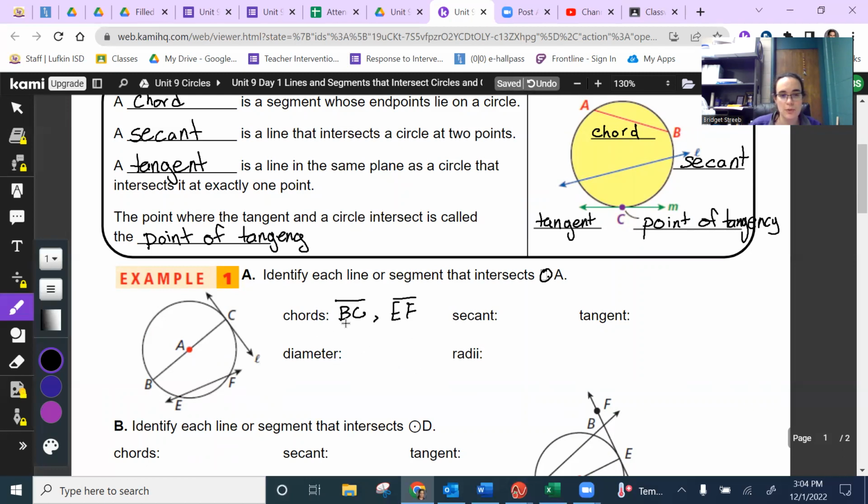So if you type your answers in on a computer, you need to write out segment and capital letters. These should be capitalized. They either need that bar over top or the word segment in front. A diameter, remember, is a chord that goes through the center of the circle. So that is also segment BC.